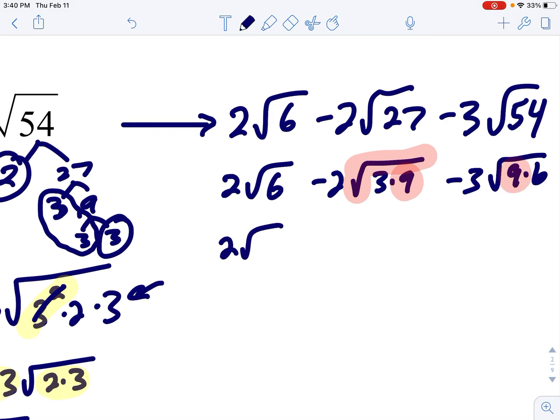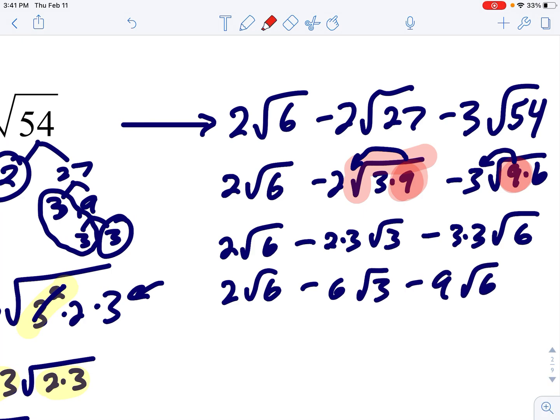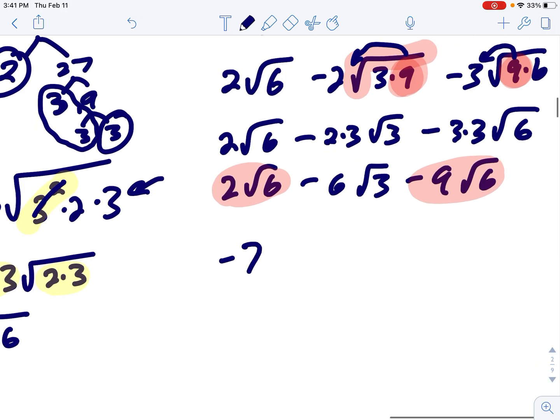So we have 2 square root of 6 minus, what is the square root of 9? It's 3. So bring that 3 out here with the 2. And then same thing here. What's the square root of 9? 3. Bring that 3 out here with this 3. So we have 2 square root of 6 minus 6 square root of 3 minus 9 square root of 6. Again, these like terms go together. They're both square root of 6, so you get negative 7 square root of 6 minus 6 square root of 3.